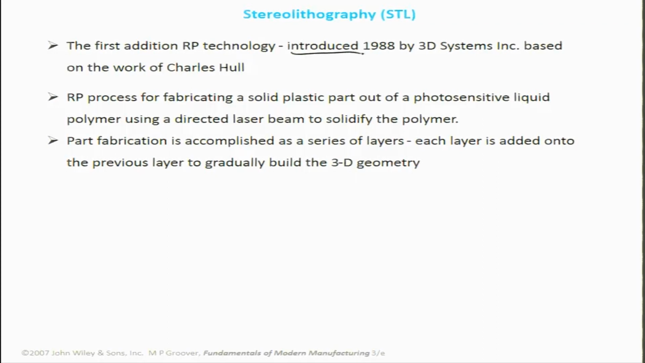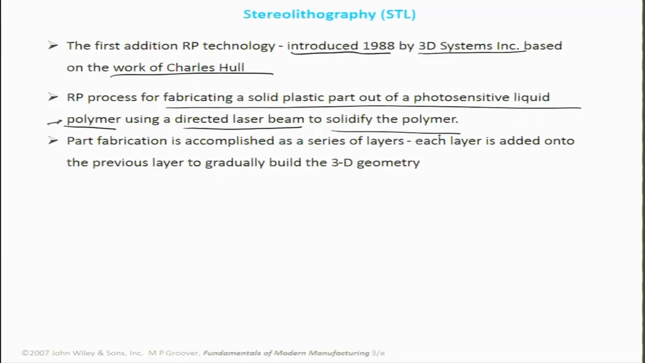It was introduced way back in 1988 by a company called 3D Systems Incorporated, and this was based on the work of Charles Hull. This process for fabricating a solid plastic part out of photosensitive liquid polymer called photoresist used a direct laser beam to solidify the polymer, and this solidification would take place layer by layer based on different depth of focus of the laser head, and also the movement of the stage, so that every time the stage would move, fresh liquid resist would come into the gap between the solid part formed by curing in the previous step and the rising glass bottom.